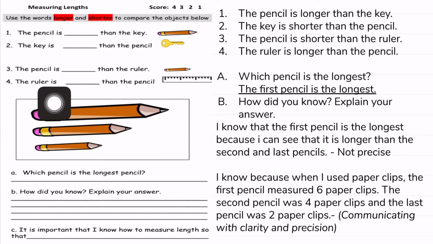And the ruler is, certainly you know, longer than the pencil. If you will see, we are comparing when we say longer or shorter. We're comparing mostly two objects. Now let's go to the question in A.